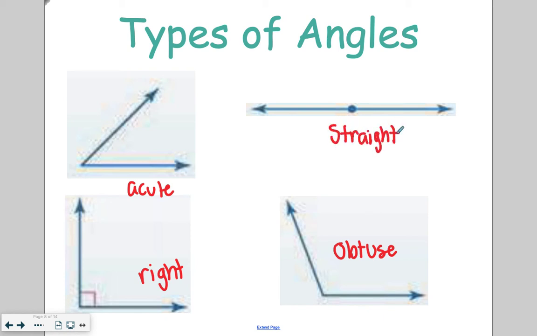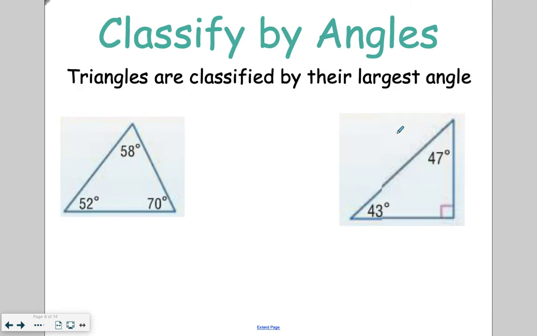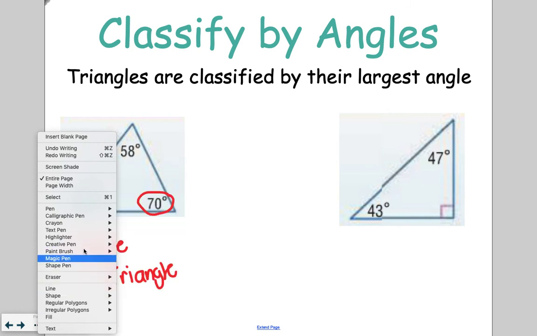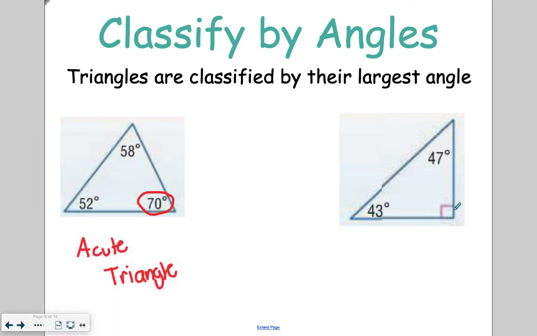When you classify triangles, you are classifying them by their largest angle. So when we look at this triangle, we've got 52, 58, and 70. 70 is our largest angle. So this is what we would call an acute triangle because our largest angle is acute. If you look at the one over here on the right side, our largest angle is the 90 degrees. So this one would be called a right triangle because our largest angle is 90 degrees.